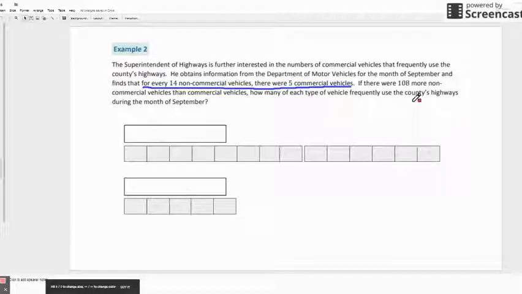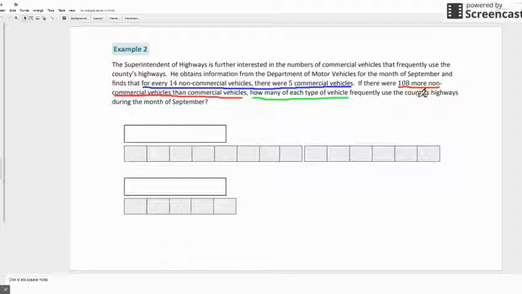So let's go ahead and grab our pen. Important piece of information right here is 108 more non-commercial vehicles than commercial vehicles use the highway. The last part that we're going to underline is the question, or what they're really asking us to do. It says, how many of each type of vehicle frequently use the county's highway? So that's what we have to answer. We have to determine how many of each type of vehicle.